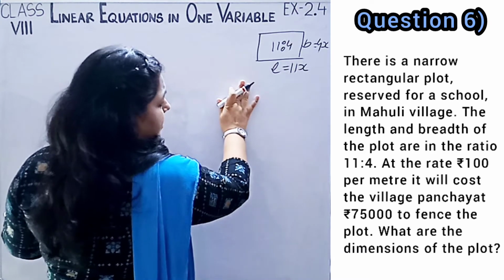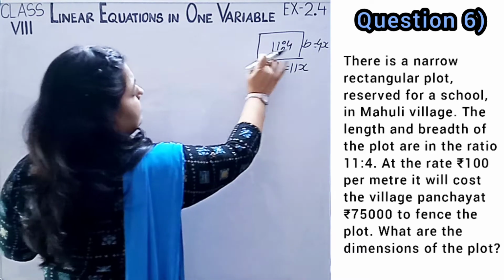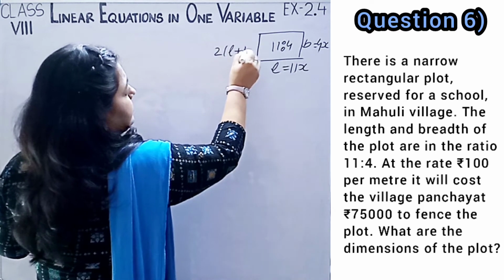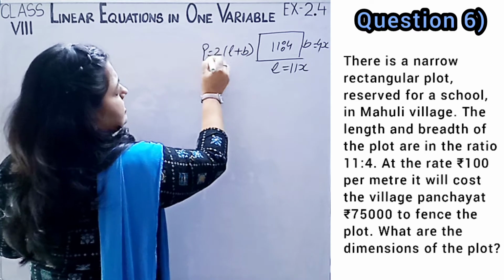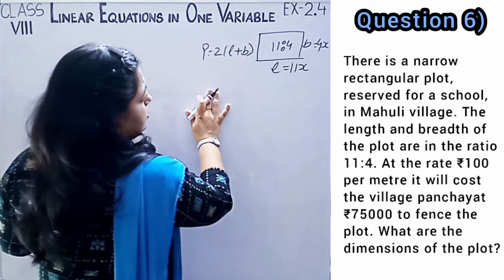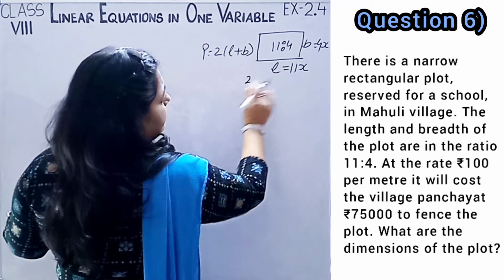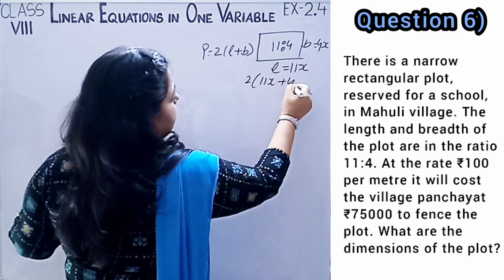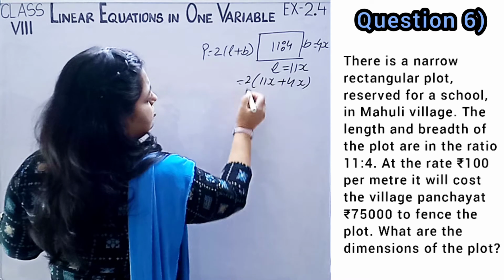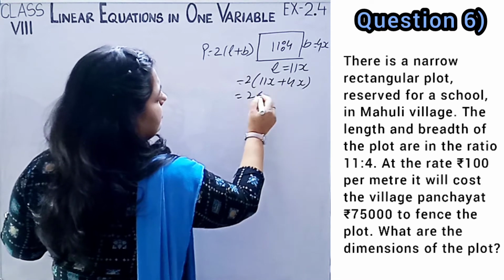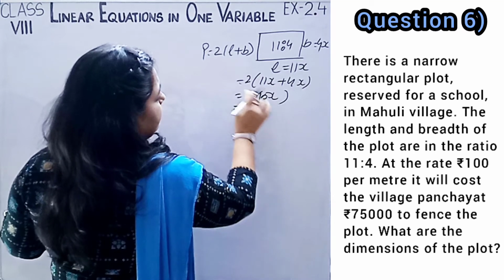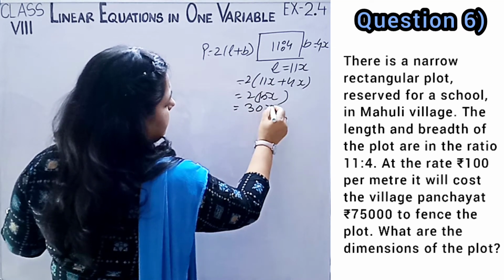Now the perimeter of this plot, we know that the perimeter is 2 (L plus B) of this rectangular plot. So L is 11x and B is 4x. Now coming to the solution part, 11 and 4 make 15x, 2 into 15x is 30x.